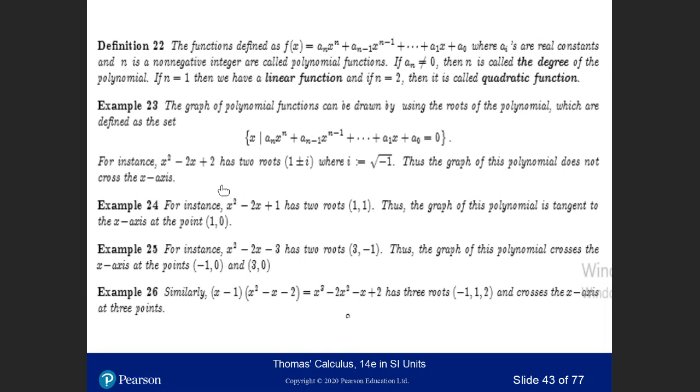For instance, let's look at this one, x squared minus 2x plus 2. This has two roots. The roots are complex. Then you know that the graph of this polynomial does not cross the x-axis. Now for this one, x squared minus 2x plus 1, this has two roots, 1 and 1. The graph of the polynomial is tangent to the x-axis. It does not cross, but it touches the x-axis. If you look at this polynomial, x squared minus 2x minus 3 has two roots, that's 3 and minus 1. So it crosses the x-axis at those points.